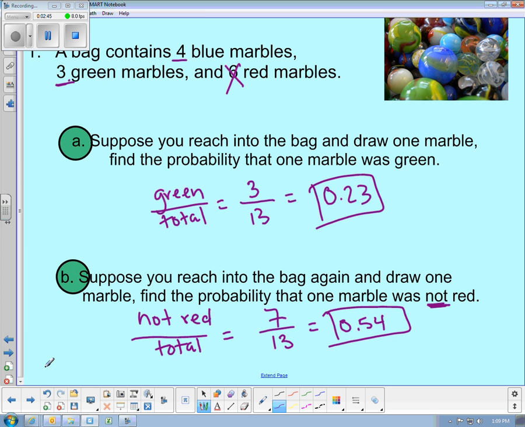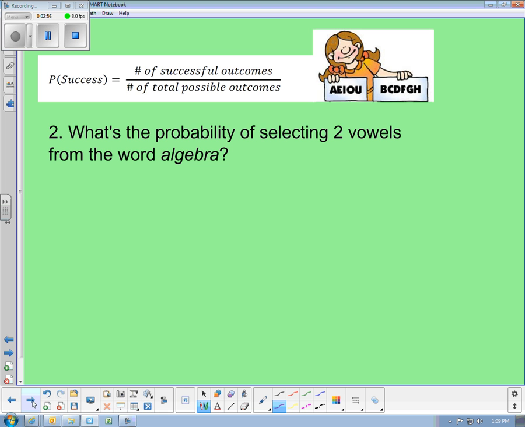Now, the thing about probability is that it doesn't always just involve picking one thing. Sometimes there's combinations involved, combinations like we talked about yesterday. So there's multiple ways of picking a certain thing, and we have to take that into account. So for number 2, it says, what's the probability of selecting 2 vowels from the word algebra?